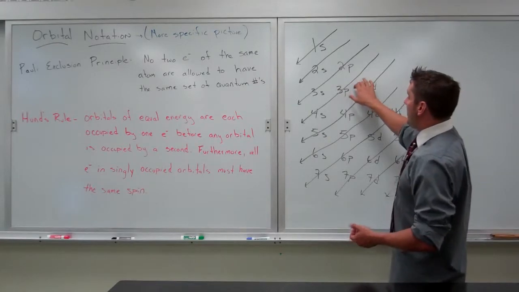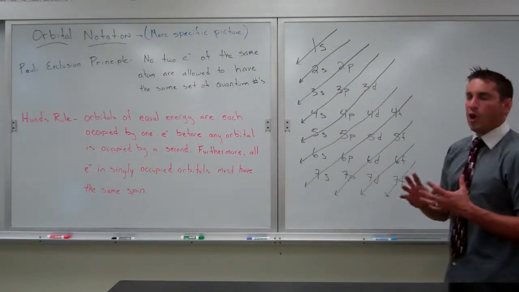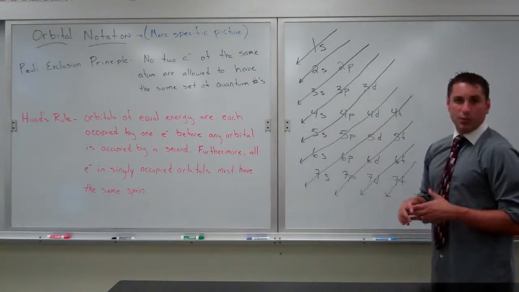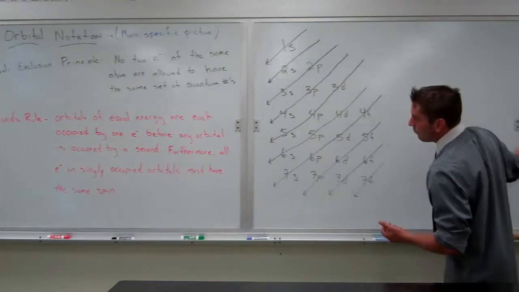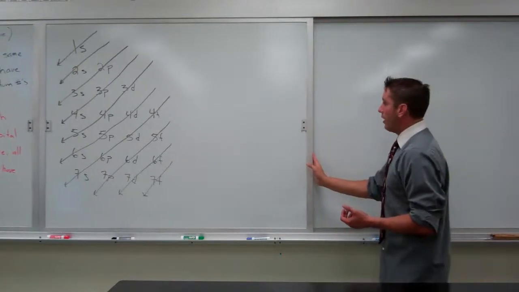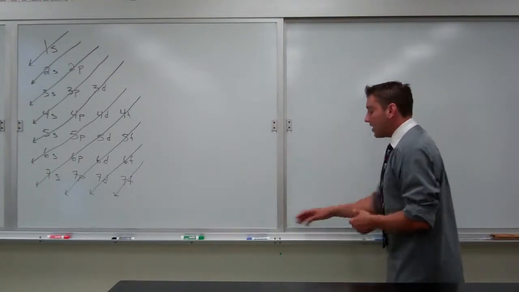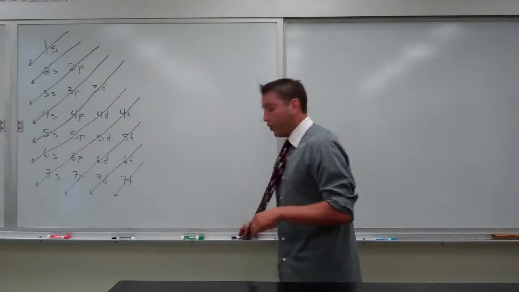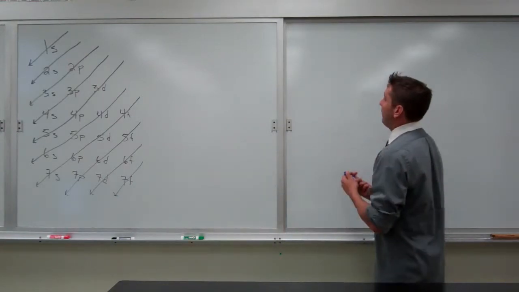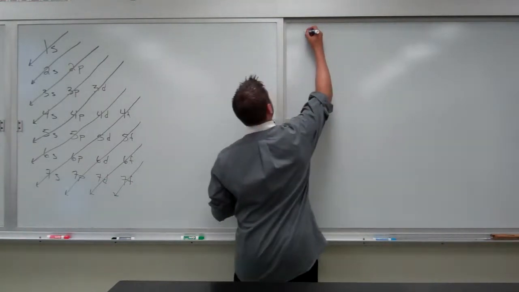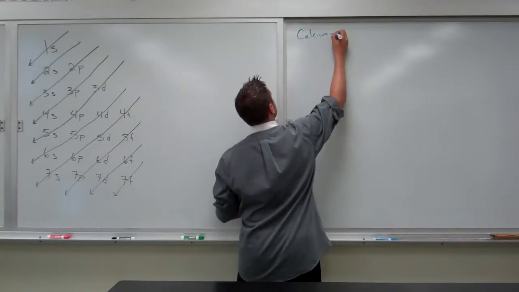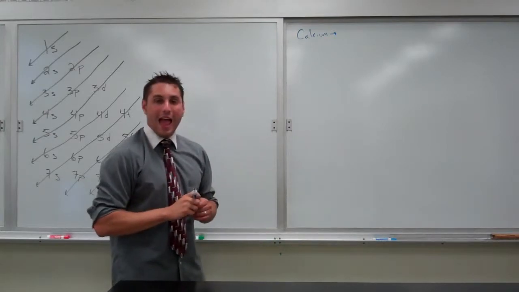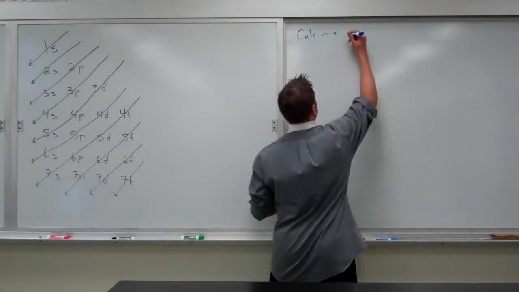So, just like we needed before, we're going to continue to use our Aufbau principle because we want to make sure electrons are getting into the proper location. And let's take a look at some orbital notation of some different elements. Start with calcium. Calcium has 20 electrons.